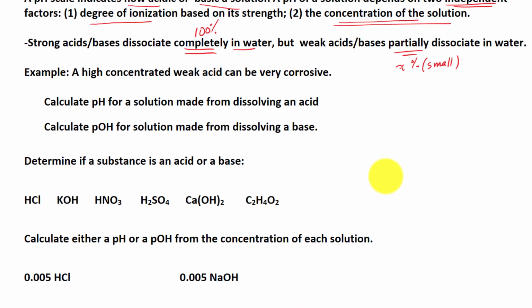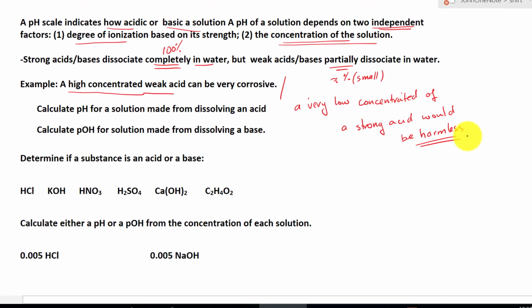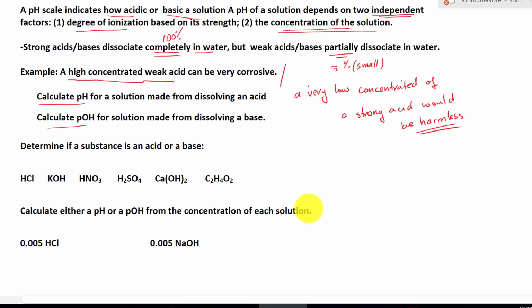Very important. So basically, I'm saying that if you have a highly concentrated weak acid solution, it can be very corrosive. But if you have a very dilute, very low concentration of a strong acid, it will still be very harmless. And again, just a review: calculate pH for a solution made from dissolving an acid, and calculate pOH for a solution made from dissolving a base. We're going to look at that example in a few minutes.